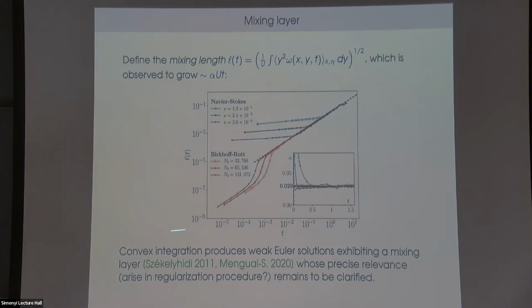There are convex integration constructions that can produce weak Euler solutions that exhibit something a lot like this, a mixing layer type behavior. I'll just mention these works, also works of Fargo and others. The precise relevance of these weak Euler solutions, whether they arise in a particular regularization procedure, and whether this regularization procedure captures more essential physics, remains to be clarified.